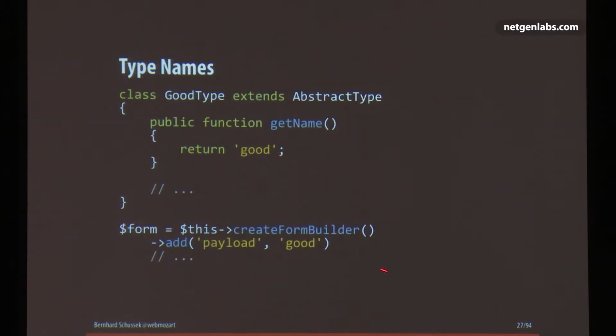It returns some string name of the form type that can be used instead of doing new good type. For example, when you call add and you want to add a field or a form of a custom type to an existing form. So before, you remember, we had add name of type text, add submit or create of type submit. All these types that were passed in the second argument are actually form type classes, and the strings that we pass are the names of these types.